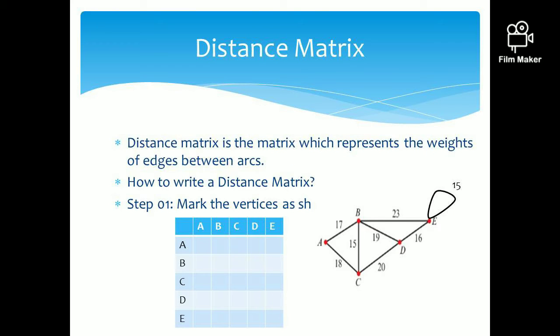Distance matrix. What do you mean by a distance matrix? A distance matrix is a matrix which represents the weight of edges between arcs. This is one example for a distance matrix. To draw a distance matrix, initially we have to mark the vertices as shown in the diagram.